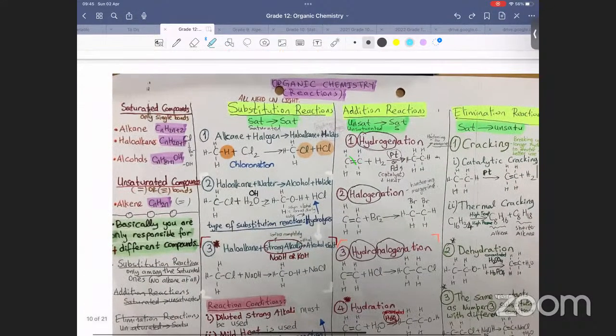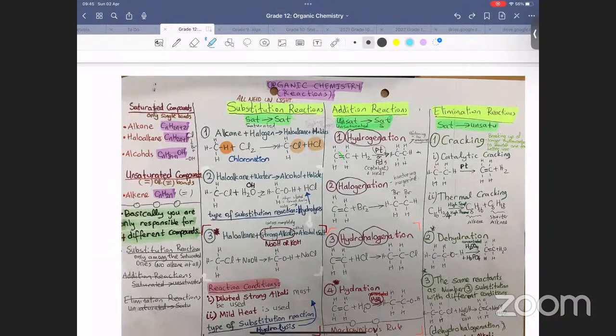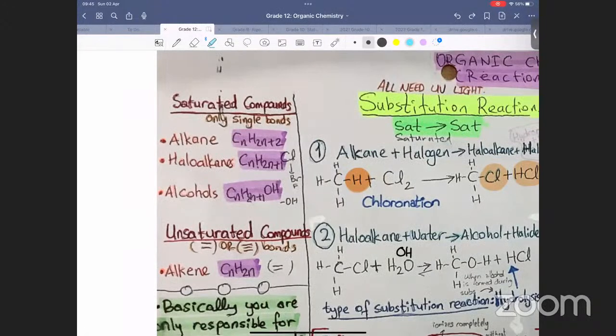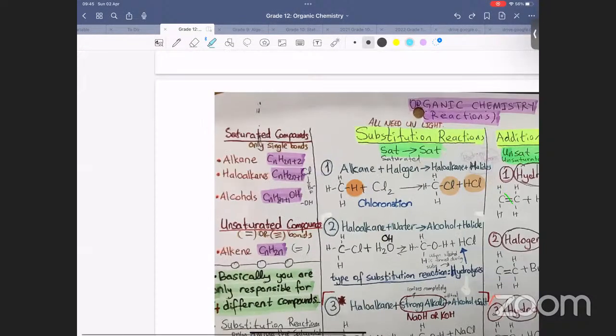So I have these organic chemistry reactions. I do plan to rewrite them so they're a little more structured at some point, and I'll give them to you, but we can still get the basic understanding from here. We discussed saturated compounds, which have only single bonds: alkanes, haloalkanes, and alcohols. Unsaturated compounds have double or triple bonds, for example an alkene.